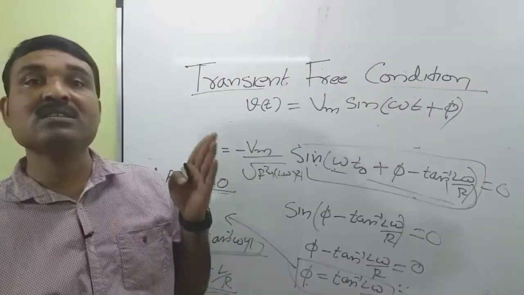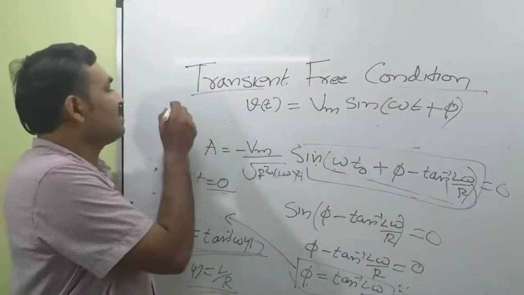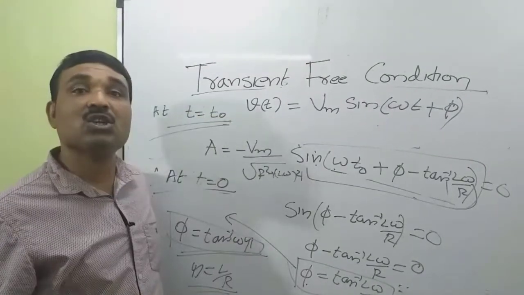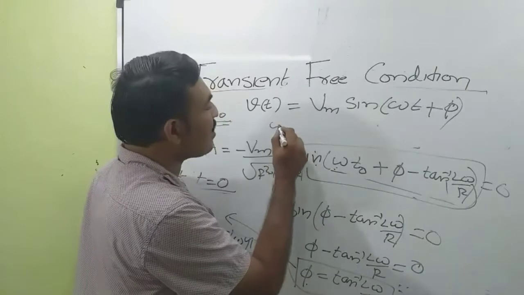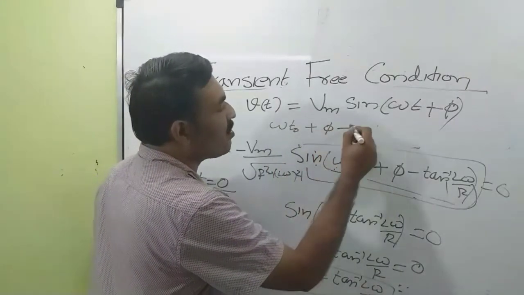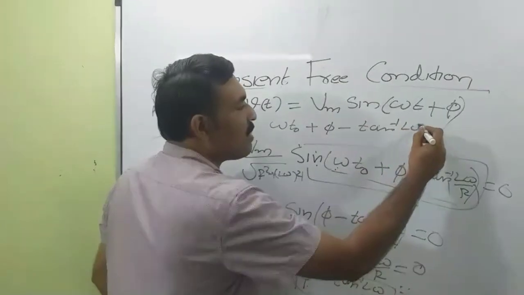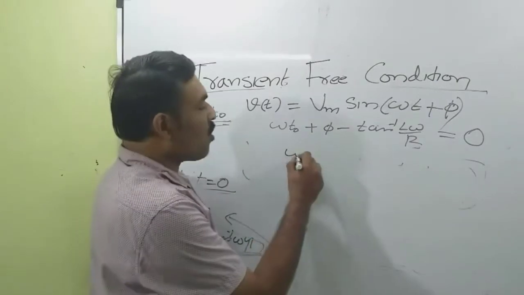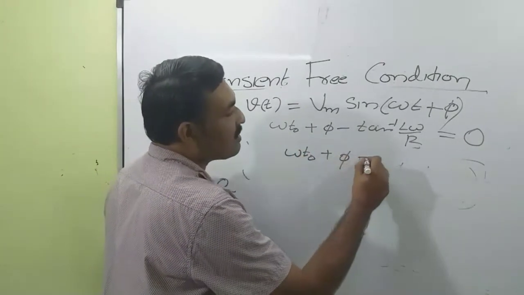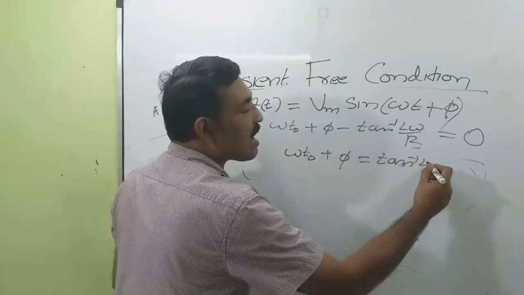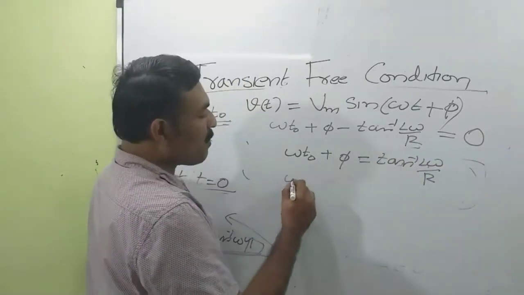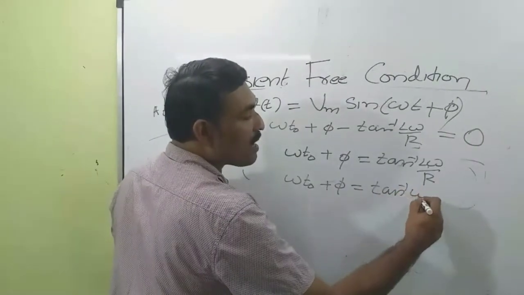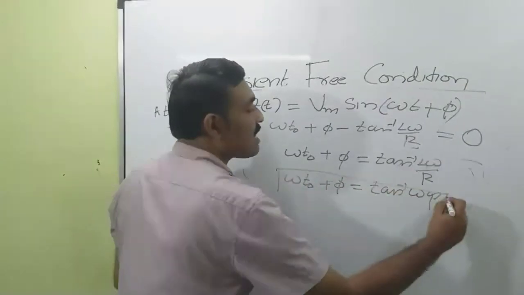Suppose the switch is closing at t is equal to t0. That means the switch is closing at time t is equal to t0. So what is the condition for transient free? We can say omega t0 plus phi minus tan inverse L omega by R is equal to 0, or omega t0 plus phi is equal to tan inverse L omega by R, or omega t0 plus phi is equal to tan inverse omega tau. So this is the condition for transient free response.